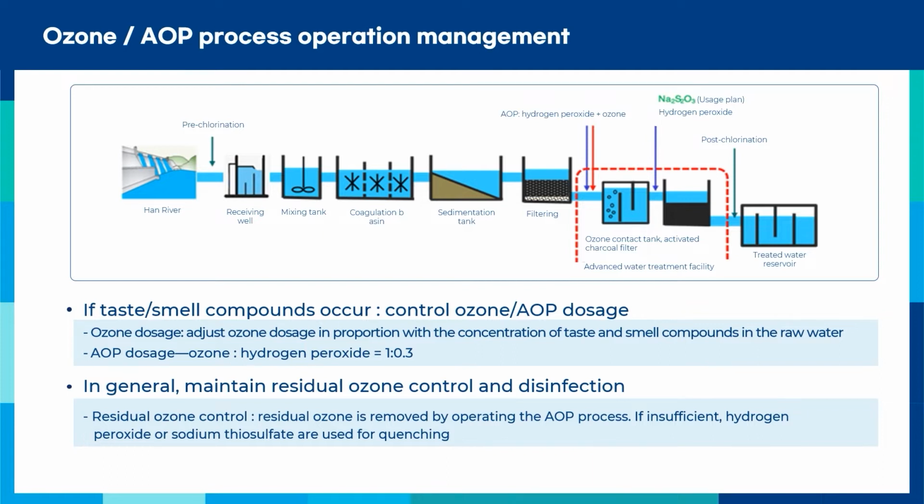Residual ozone control is a method of maintaining a constant level of residual ozone at the outlet of the ozone contact tank and injecting ozone as much as the ozone consumption of the raw water. This is a useful method when you want to maintain the level of disinfection function in the ozone contact tank in usual time when no taste or odor substances are generated.